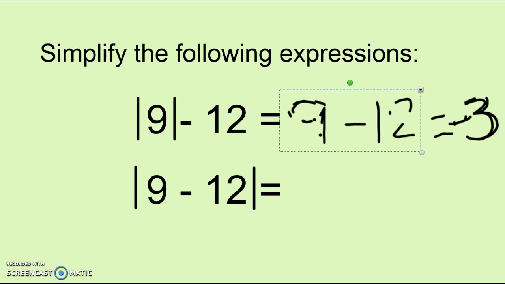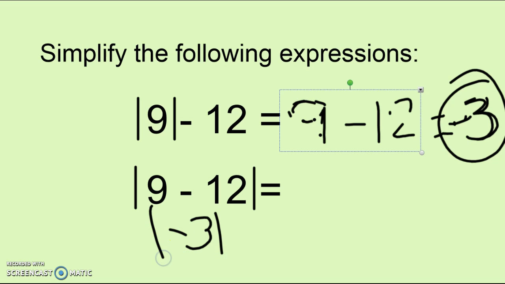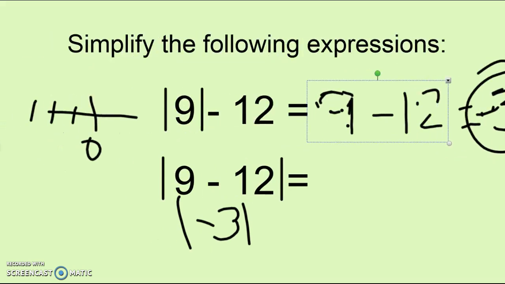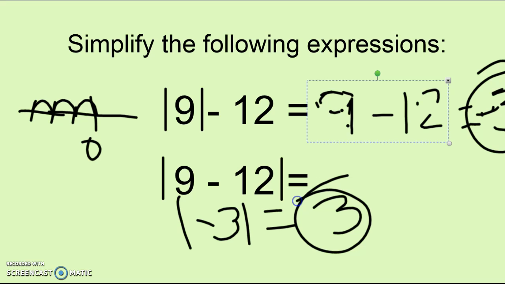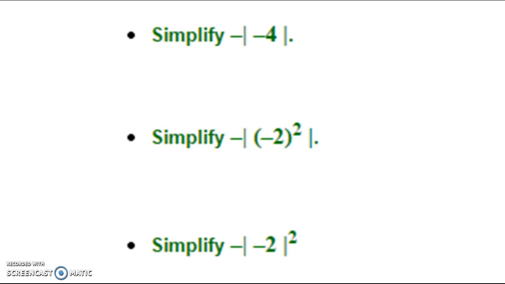Okay, so -3 is the answer if you do it that way. But let's say you put the absolute value symbol around the entire thing. Well, 9 minus 12 is actually -3. And then we're going to take the absolute value of that. How far is -3 from 0? If you drew a line, and this is 0, 1, 2, 3, how many hops is it? It's 1, 2, 3 hops. So the absolute value of -3 is 3. See how these are different based on where the absolute value symbol is. Let's go look at the next one.